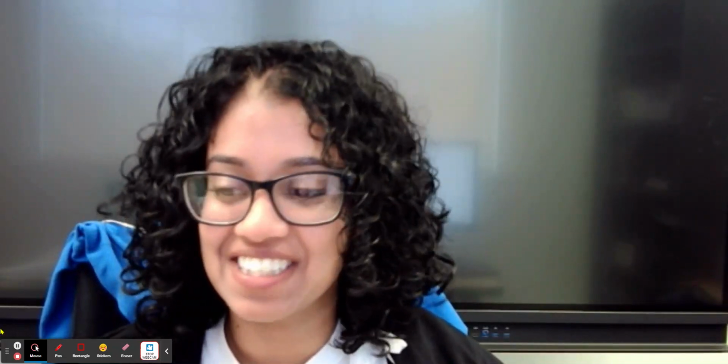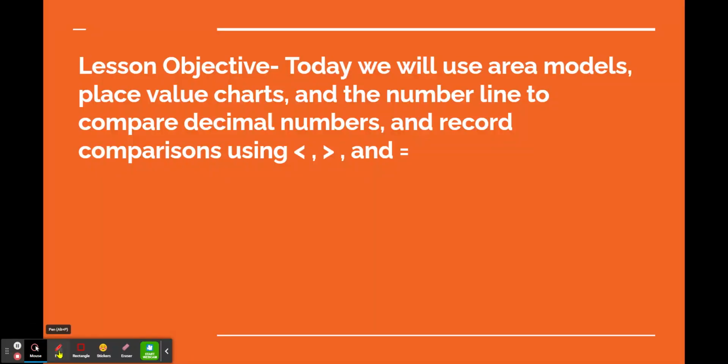Let's take a look at today's lesson objective. So today we will use area models, place value charts, and the number line to compare decimal numbers and record comparisons using the less than, greater than, and equal to symbols.